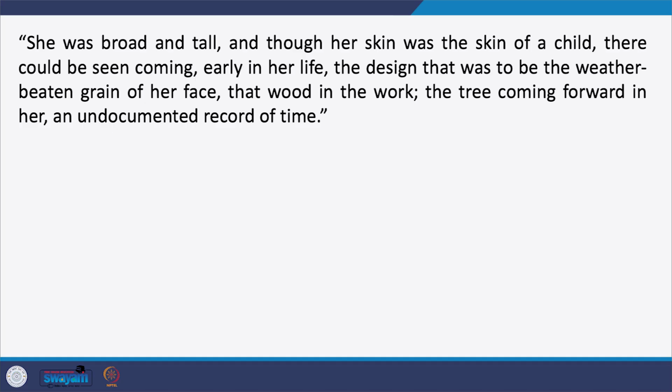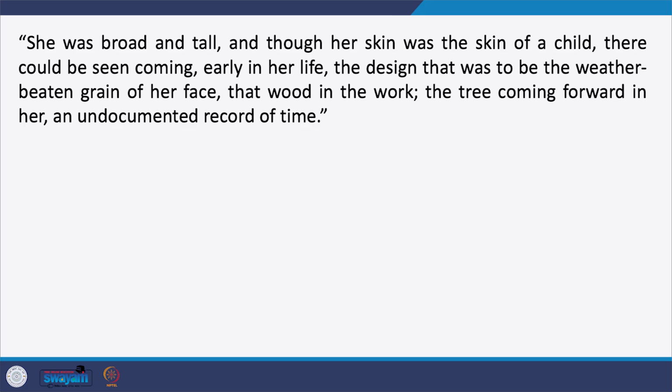But this childlike skin also reveals what is coming. There's a childlike skin, but within this childlike skin, one can see or anticipate coming the weather-beaten grain of her face. And it's not just that she would eventually grow old like everyone else, but there is something about the manner in which she is anticipating old age, which evokes for the narrator this expression: the wood in the work, the tree coming forward in her, an undocumented record of time.